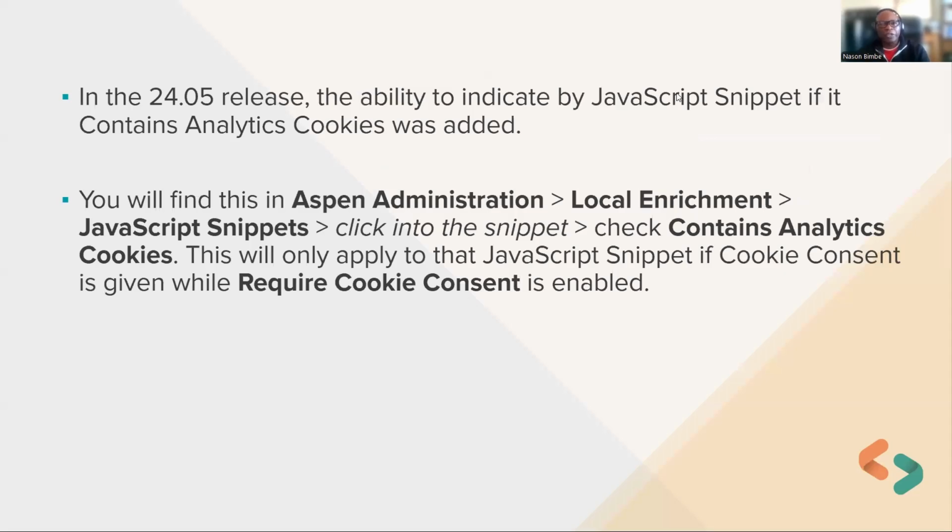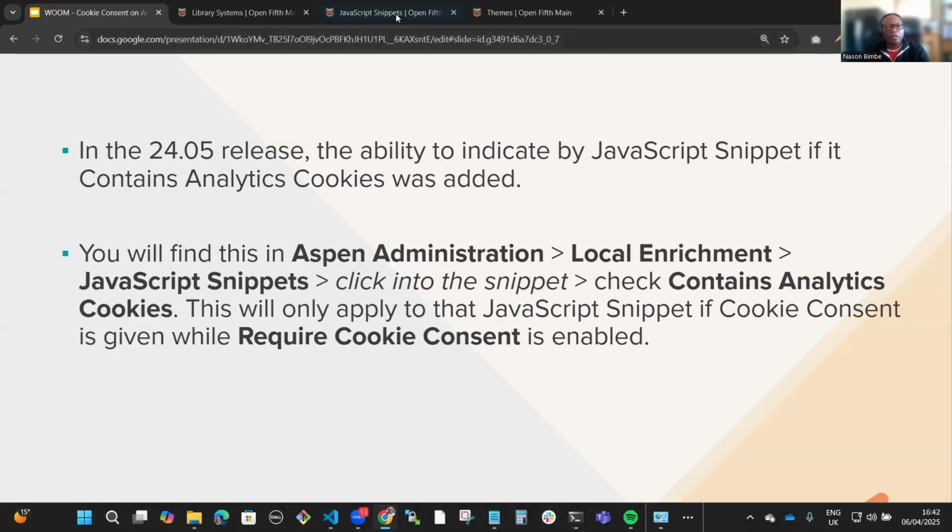In the 24.05 release, the ability to indicate by JavaScript snippet if it contains analytics cookies was added. So you can see this when you go to Aspen Administration, Local Enrichment, JavaScript Snippets. When you click on that snippet, you'll see a checkbox which says Contains Cookies. So this will only apply to JavaScript snippets if cookie consent is given while require consent is enabled. So I'll show you exactly where this is.